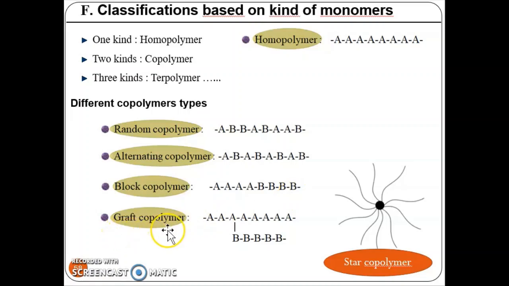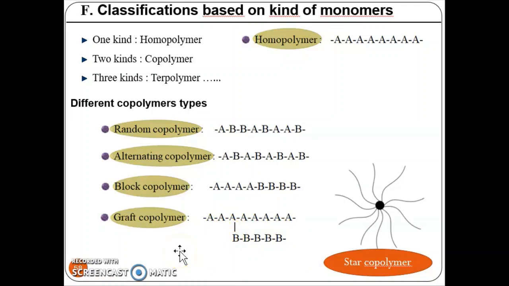We have also the graft copolymer. In the graft copolymer, we have the polymer chain of the first monomer, for example here A, and then the polymer B is connected over the backbone polymer chain. Here we don't talk about branched polymers, because the branches here are of another monomer nature. So here we have a graft copolymer.